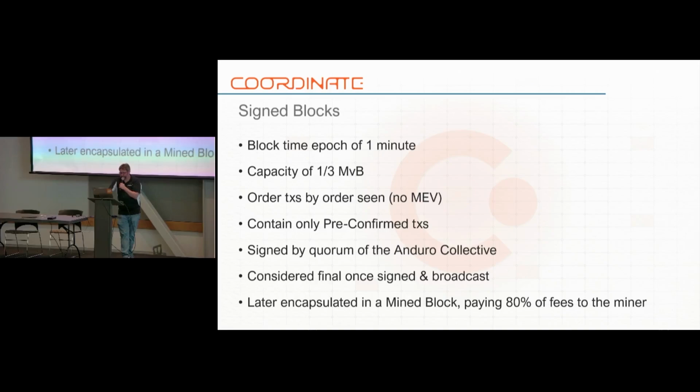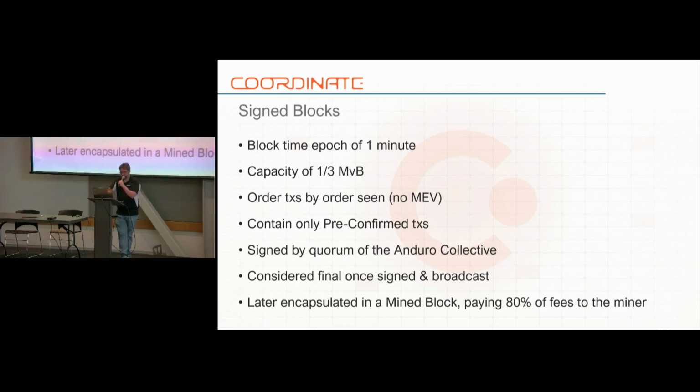So the properties of signed blocks: there's an epoch time of 1 minute, there's a capacity of a third of a mega VByte, or a third of a segment weighted, sorry, mega VByte. And so everything in Coordinate is threes. These blocks come in 1/3 of the time of Bitcoin. Or actually, no, the signed blocks have a capacity of 1/3 of a Bitcoin block.